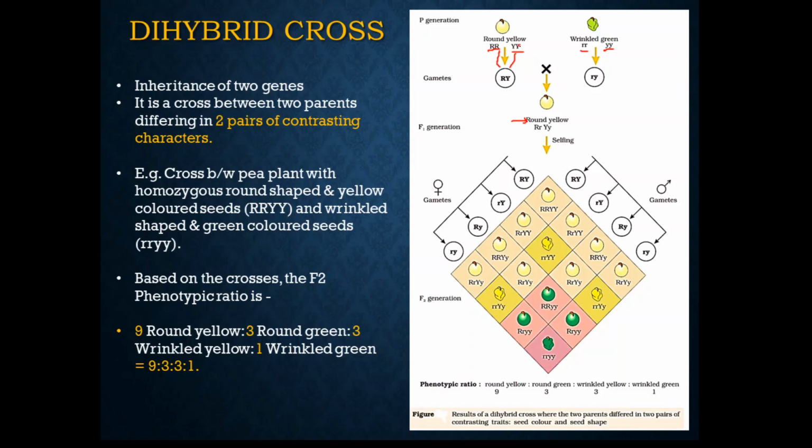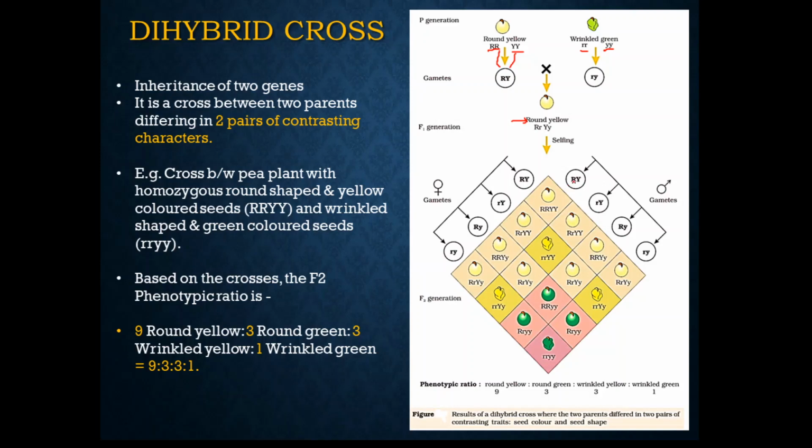So the round seed was along with the yellow color, and the wrinkled seed was along with the green color, but here in the F2 generation we see it along with the yellow color. So this hybrid character formation is seen in this kind of dihybrid cross. What to note here is that the phenotypic ratio is 9:3:3:1, and we know how these genotypes are formed.